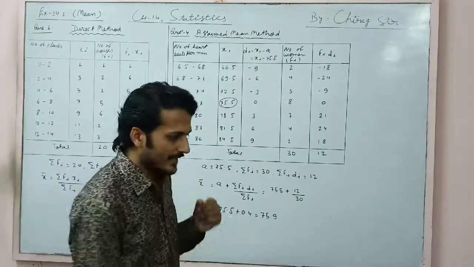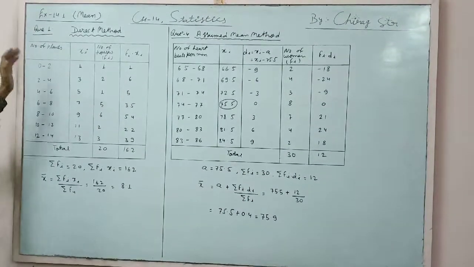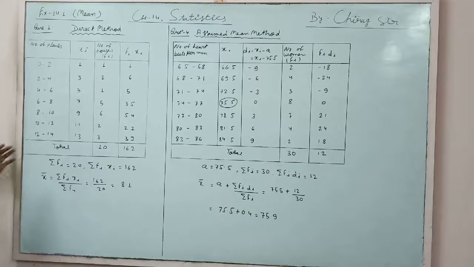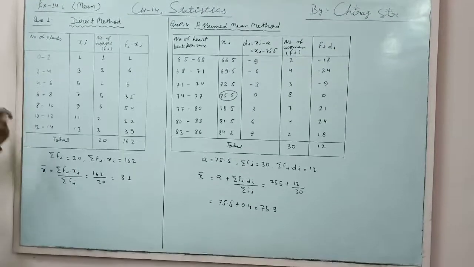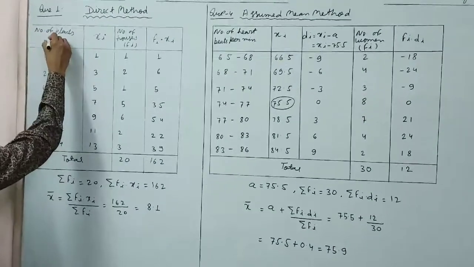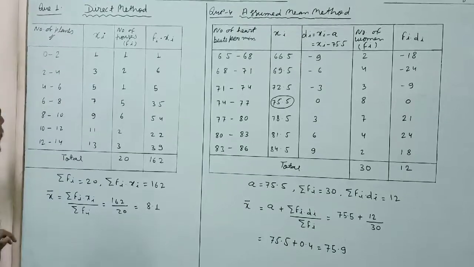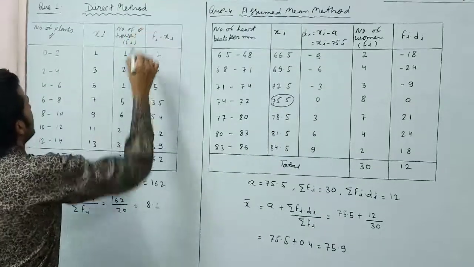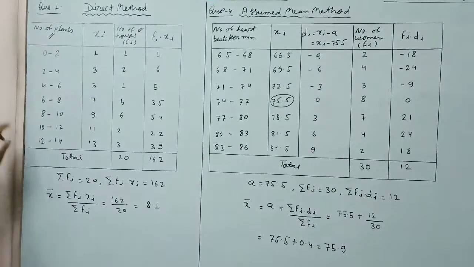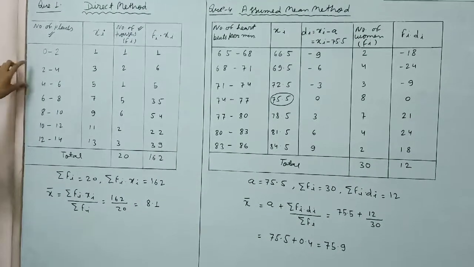The first is direct method. To understand this method, let's take question number 1 of exercise 14.1. In this question the data is given and we need to find out the mean. So in the question we are given two columns. The first is number of plants and the second is number of houses. So for the solution the table will look like this.